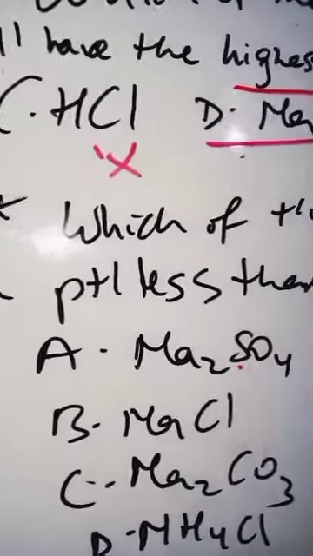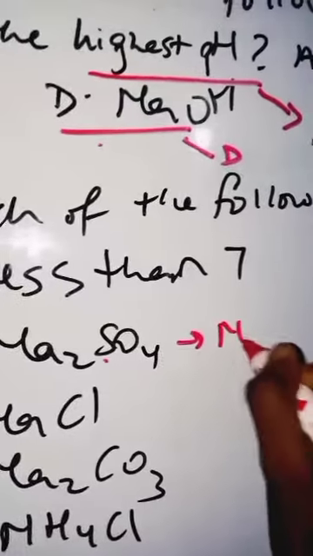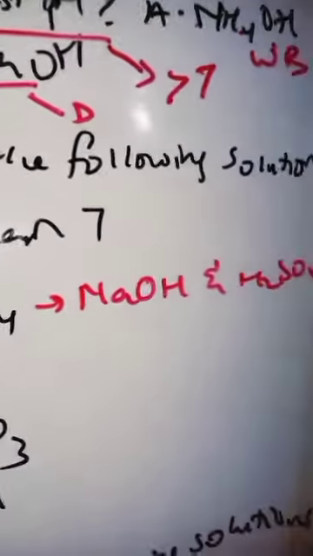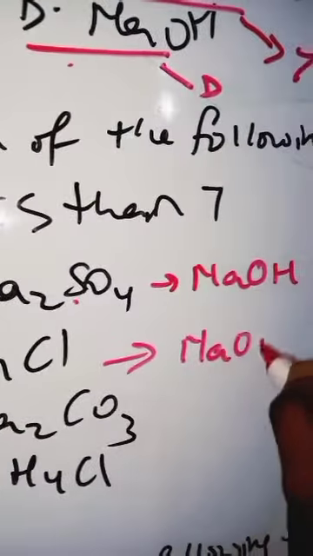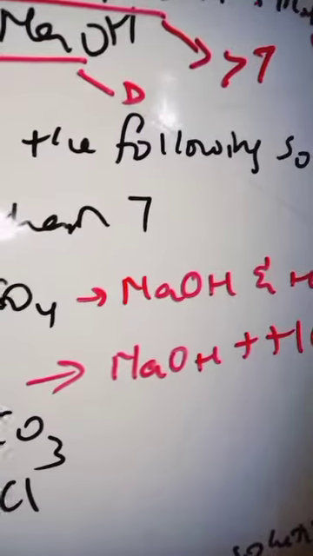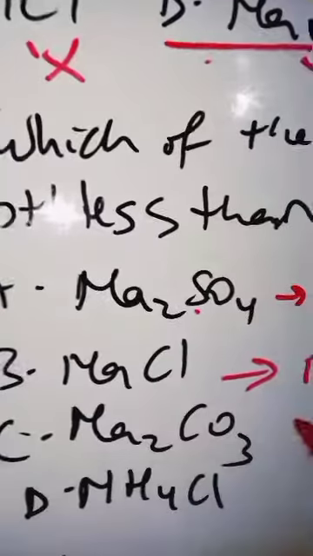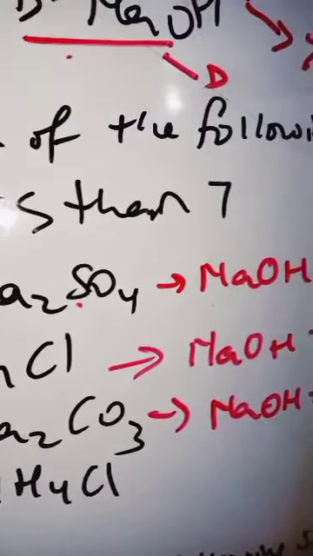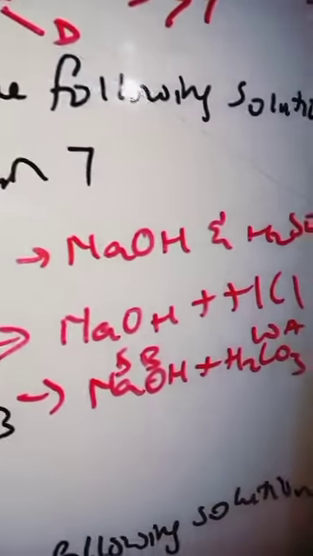Which of the following solutions has a pH less than 7? Just analyze it. This is a neutral solution, because it is gotten from NaOH and H2SO4. NaCl is also a neutral solution because it is gotten from NaOH and HCl. This is a basic solution because it is gotten from NaOH and H2CO3. So this is a strong base and this is a weak acid, so it is basic.